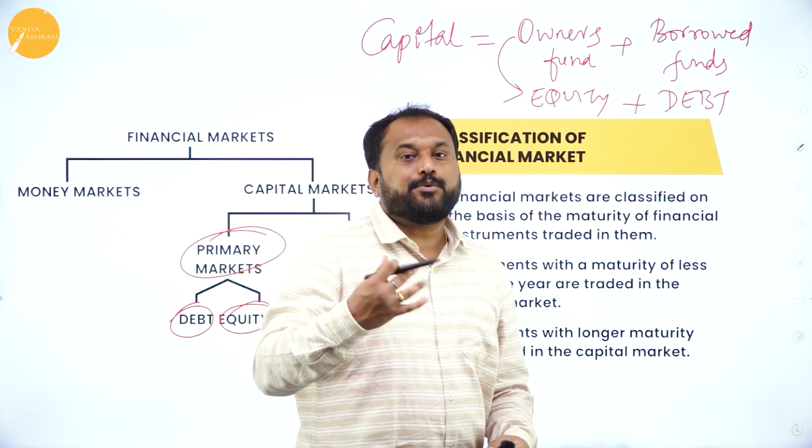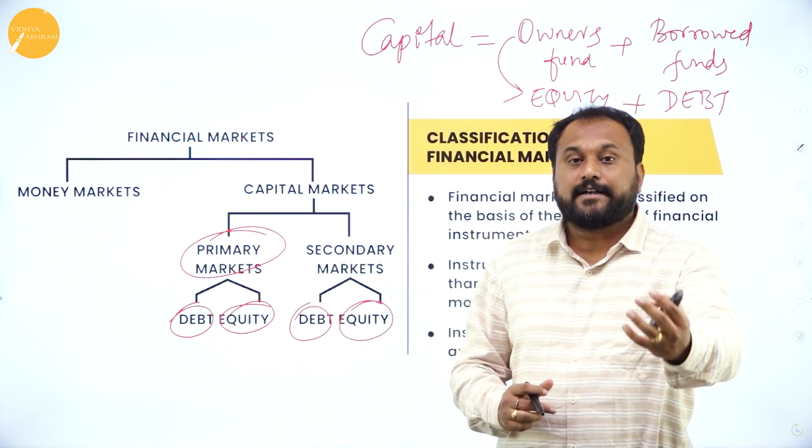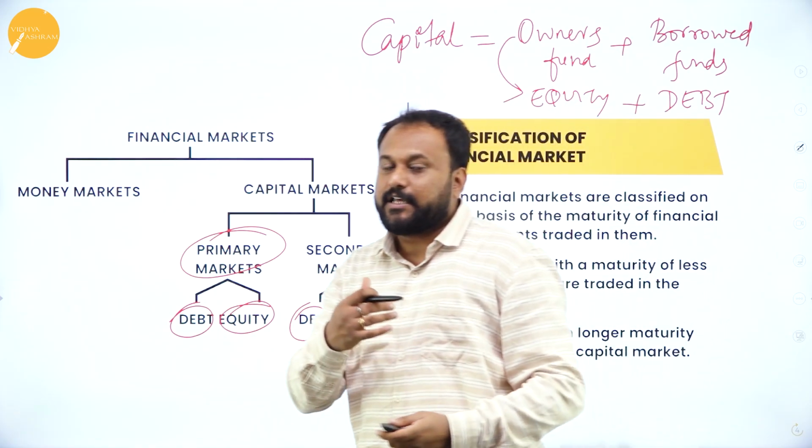The more the equity is and the lesser the debt is, that means the company is doing good. More debt is there and the equity is less, that means the company is not doing well. That's why they are borrowing from somebody else.